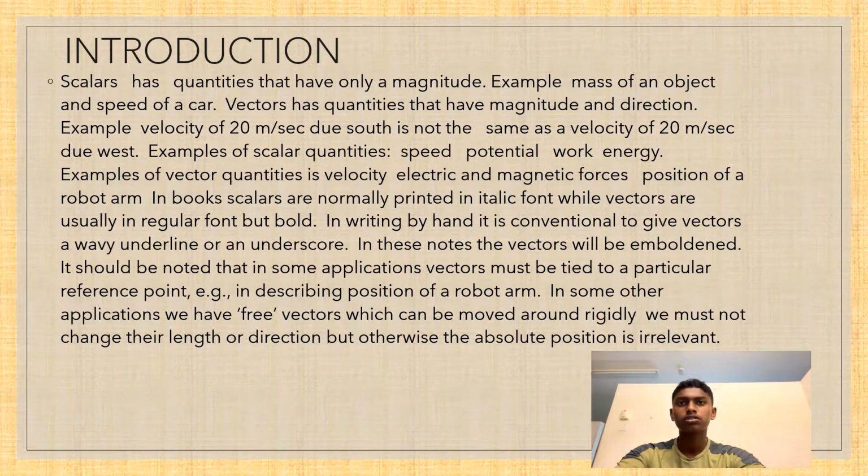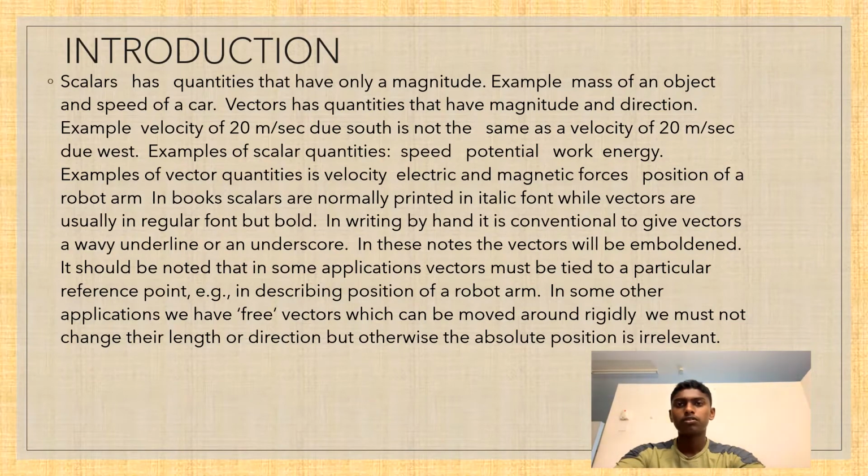In books, scalars are normally printed in italic font, while vectors are usually in regular font but bold. In writing by hand, it is conventional to give a vector a wavy underline or an underscore. In these notes, the vectors will be emboldened.